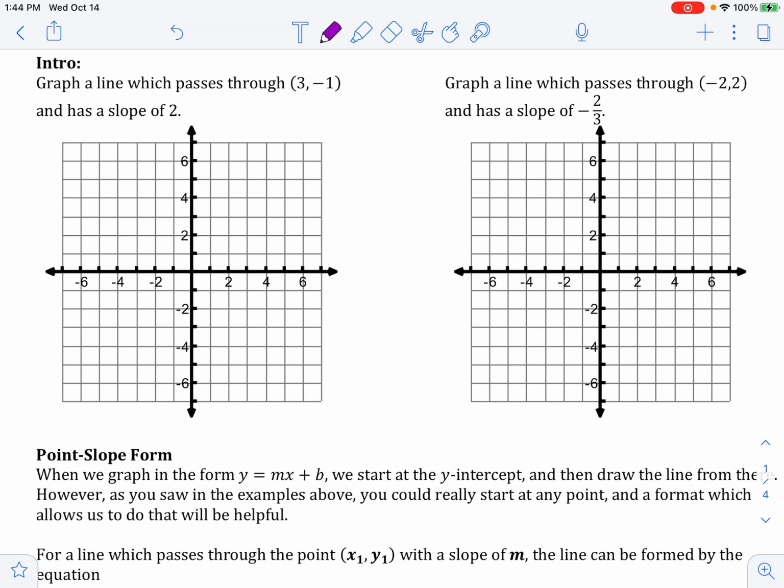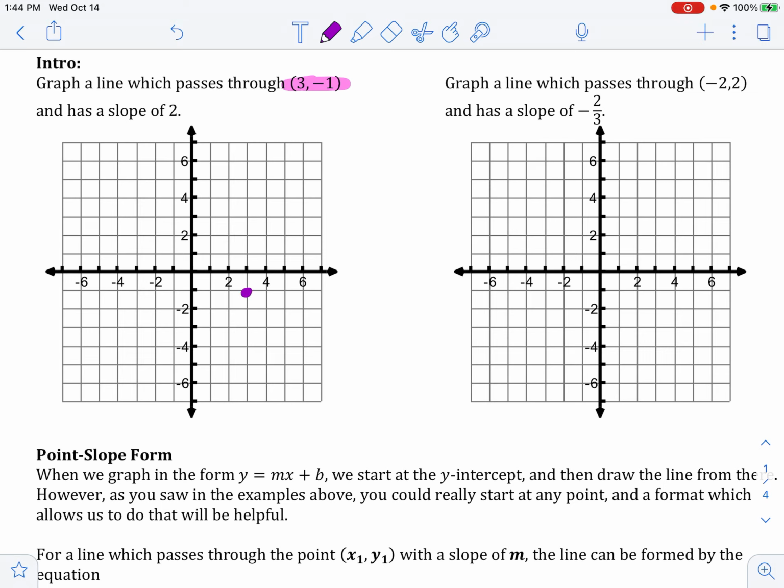So here's the intro to it. It says graph a line which passes through 3, -1 and has a slope of 2. We did this in the rate of change work, so it's not anything crazy. So start by graphing the point 3, -1. Right 3, down 1. There it is.